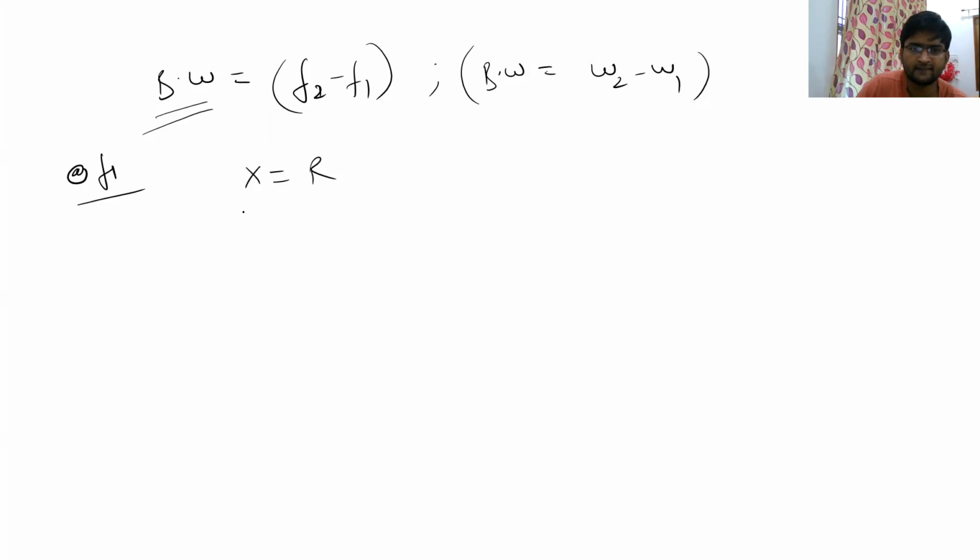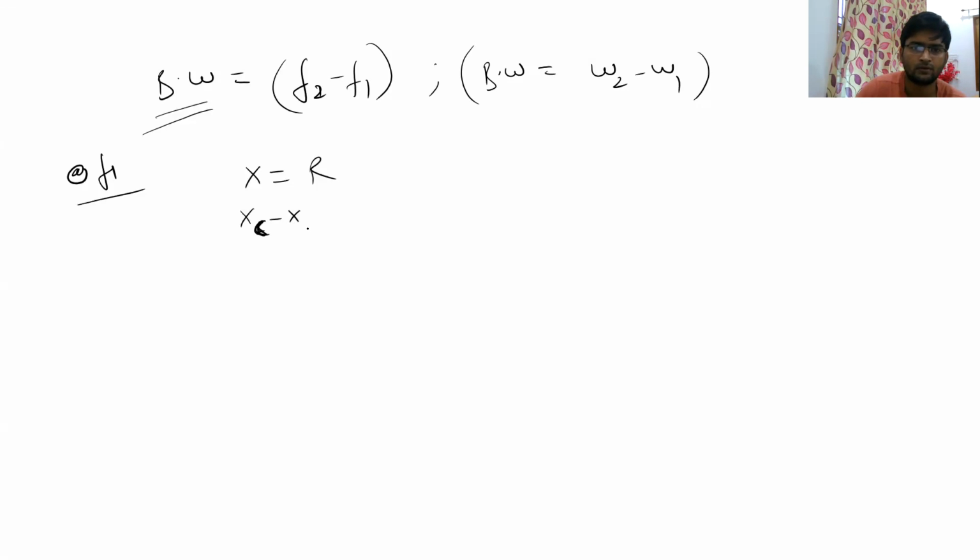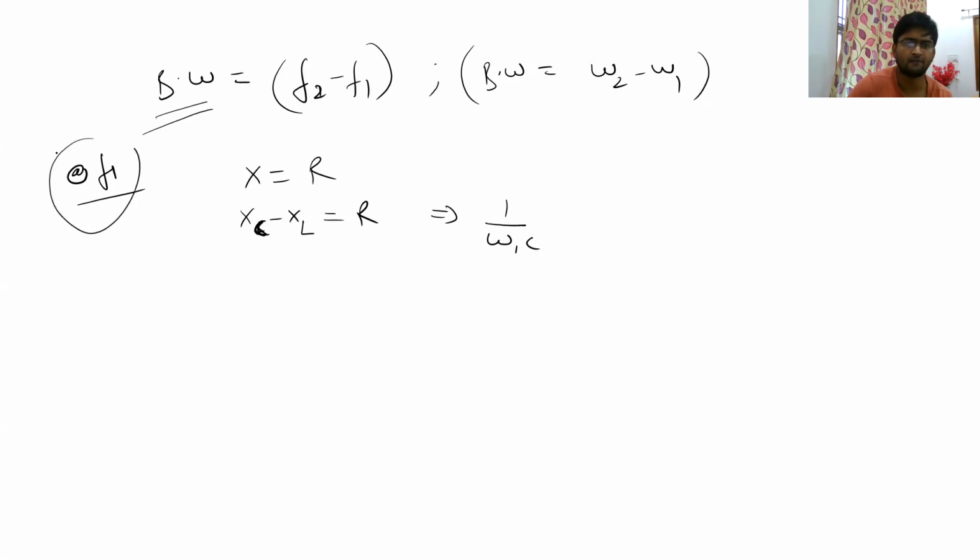So what is X? X is basically XL minus XC, right? Since it is capacitive, let me say XC minus XL, because XC is greater than XL, and it was equal to R. What is the XC? 1 upon omega 1C. I am calling it omega 1 because the frequency is F1, right? So 1 upon omega 1C minus omega 1L should be equal to R, right? So this is going to be your equation 1.